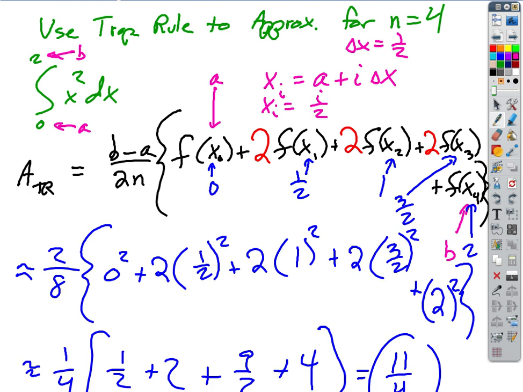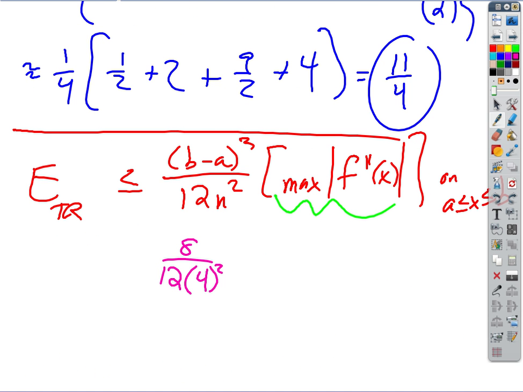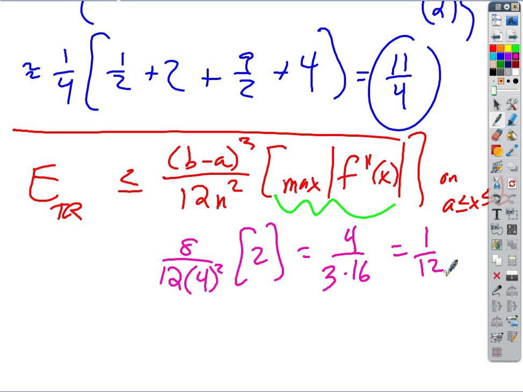So if we plug that in, we get this number times 2. What is that? 16 over 12 is 4/3. So 4 over 3 times 16, 4 squared, so that gives us 4 on the bottom, 1/12. Did I do that right?